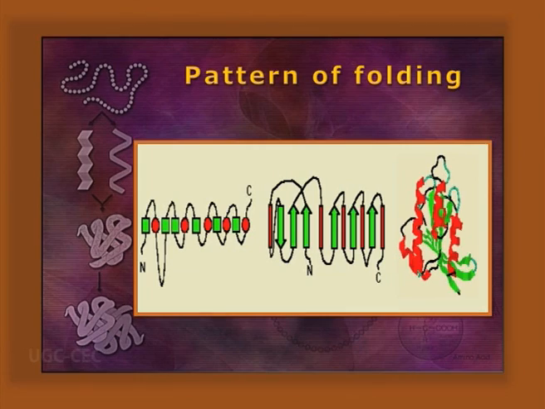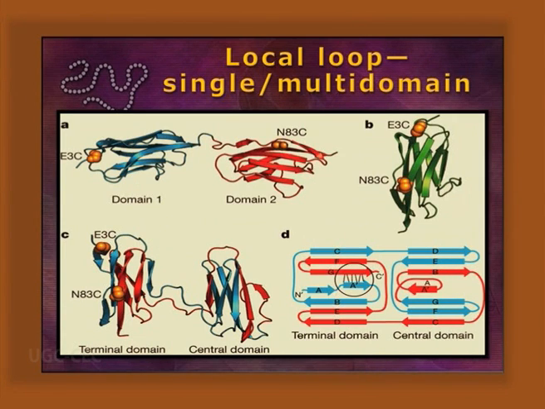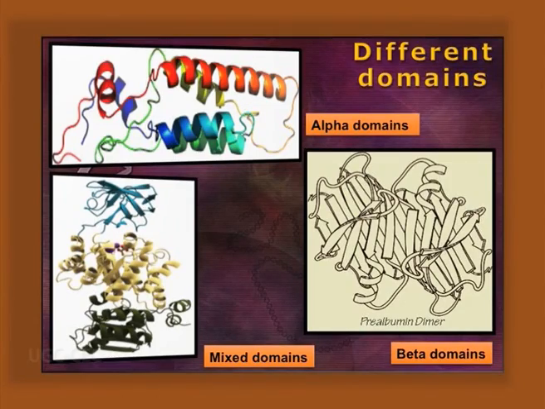Next, pattern of folding. You can observe how the different helices and beta sheets are joined by polypeptide stretches to make local loops. It may be single domain or multi-domain. Domains may be made solely of alpha structure, like the tobacco mosaic virus coat protein, or solely of beta strands, as in prealbumin or parvalbumin, and mixed alpha and beta structure is also found in thioredoxin, glutathione reductase as well as different types of proteins.